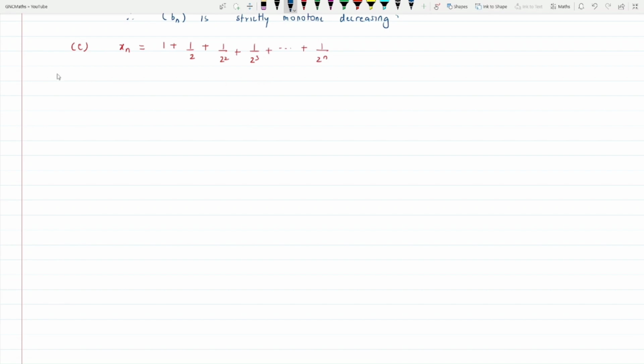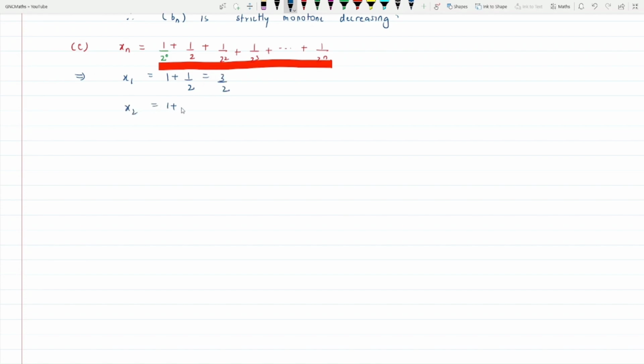It is always advisable to write down the initial terms of the sequence. So let us see what x1 will be. If you will see xn, so xn starts at 1, which could actually be also written as 1 upon 2 raised to 0 plus 1 by 2 plus 1 by 2 square, and it ends up at 1 by 2 raised to n. So there are n plus 1 terms in this summation. So for x1, we will have 1 plus 1 term. So that is going to be 1 plus half, which is 3 by 2.